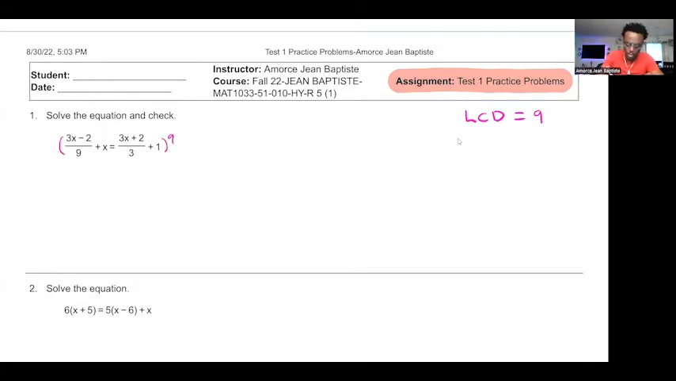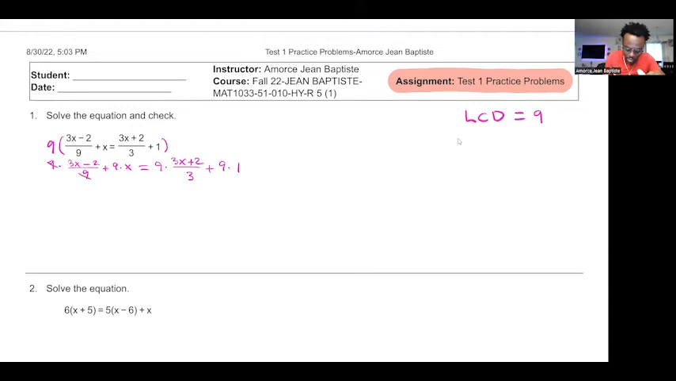We're going to multiply both sides of this equation by 9, which means 9 is going to multiply every term and fraction inside of these parentheses. We multiply the entire fraction by the LCD, in this case, 9. So that's going to be 9 times the fraction (3x minus 2) over 9, plus 9 times the x term, equals 9 times the fraction (3x plus 2) over 3, plus 9 times 1.